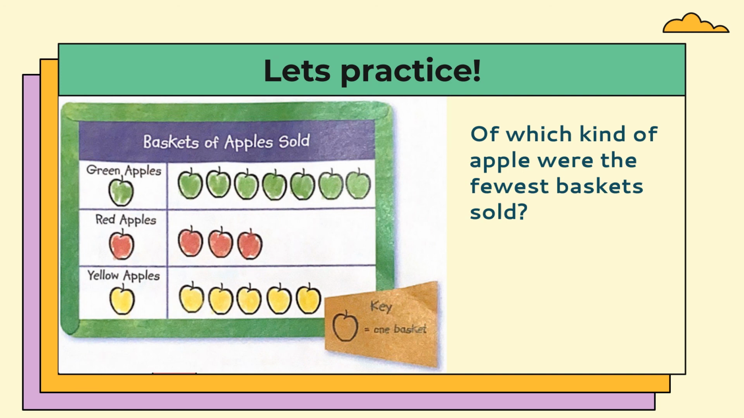Let's look at the other question. Of which kind of apple were the fewest baskets sold? The fewest number of baskets were sold for, we can see, we have 7 for green, we have 3 for red, and we have 5 for yellow apples. So which of these 3 numbers is the smallest? It is number 3. Very good. So which one of the apples were sold in 3 baskets? It was red apples. So the fewest baskets sold were of red apples.